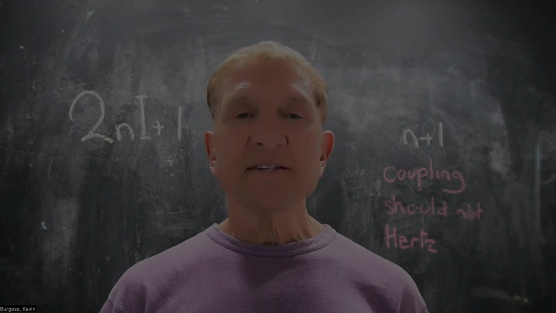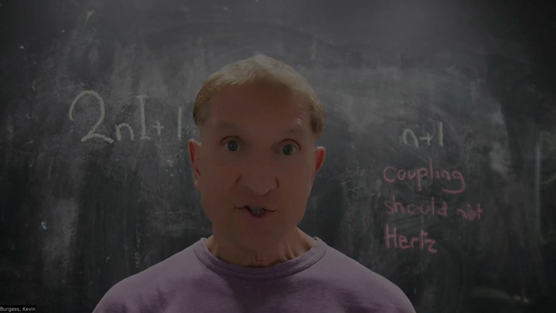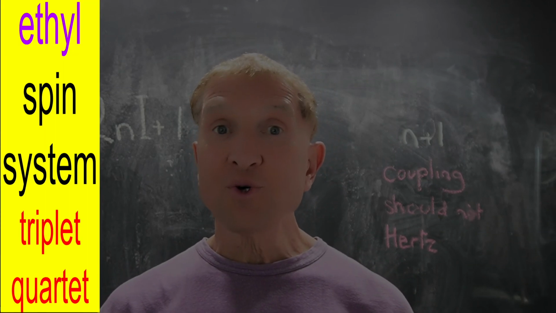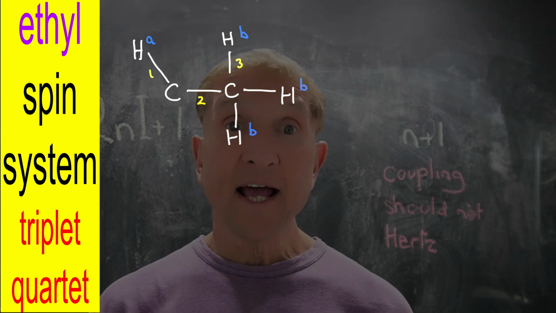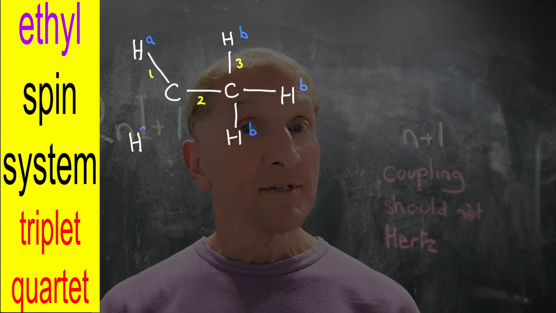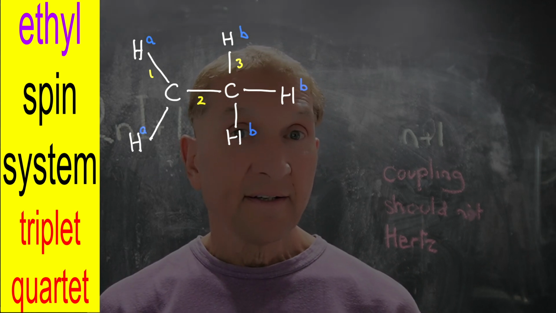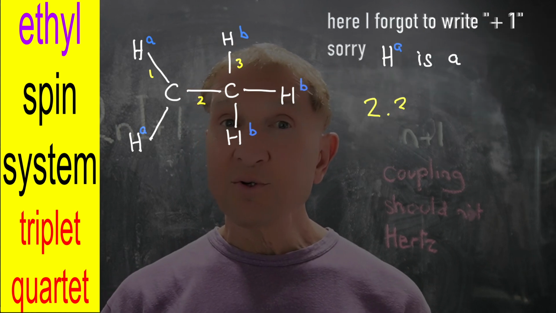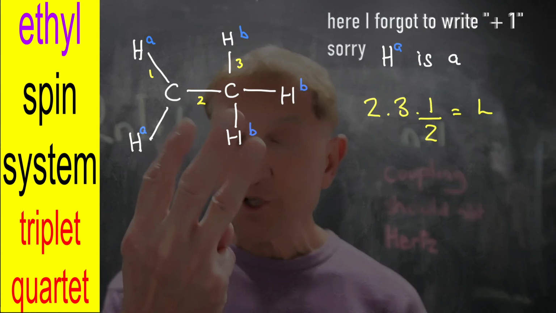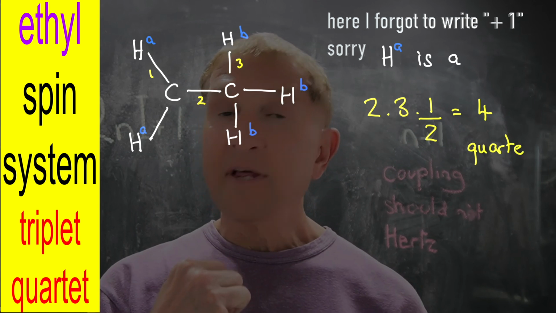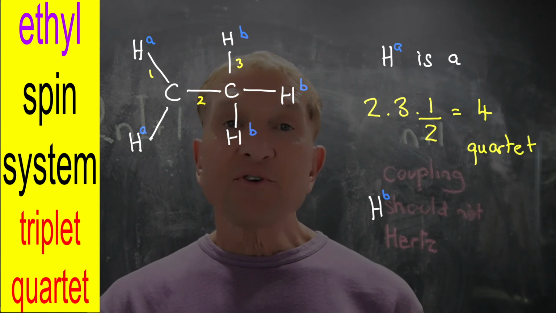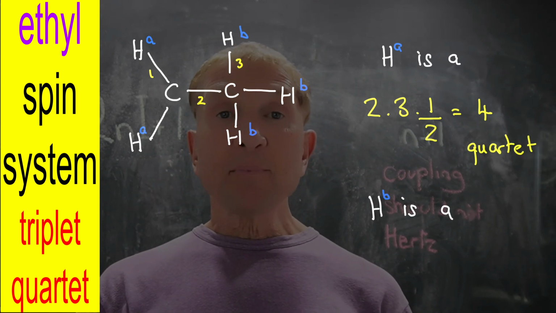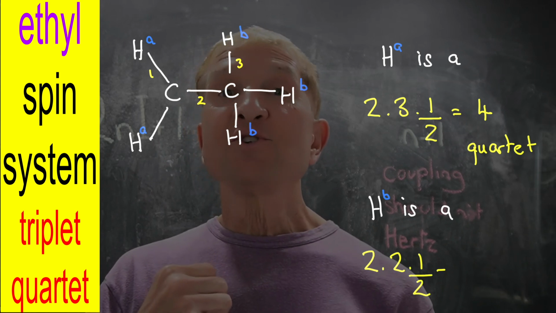Let's do something to make HB more interesting. Suppose there are 2 HAs and 3 HBs. That has to give us a different spin pattern. Let's see if we can predict what it looks like. HA is still split into a quartet by the 3 HBs. That's the same, nothing has changed. But the 3 HBs are now split by 2 HAs into a triplet.